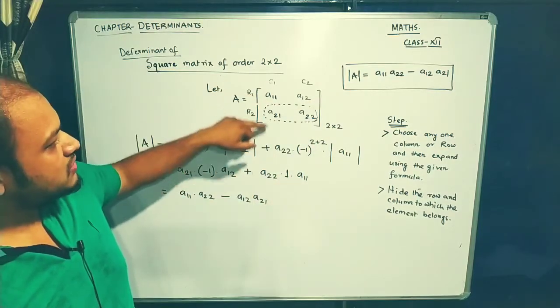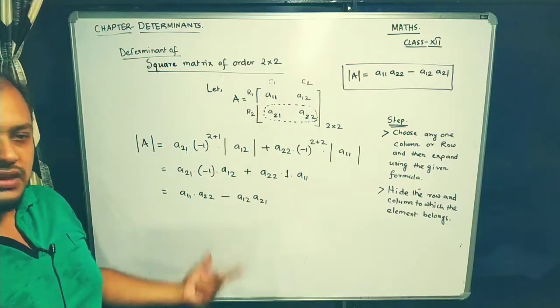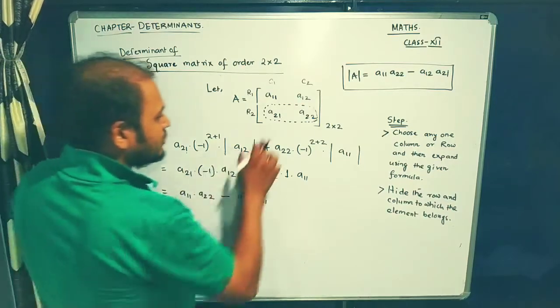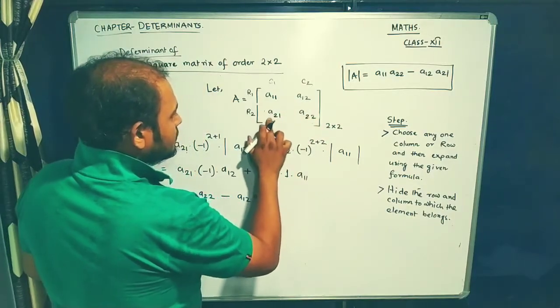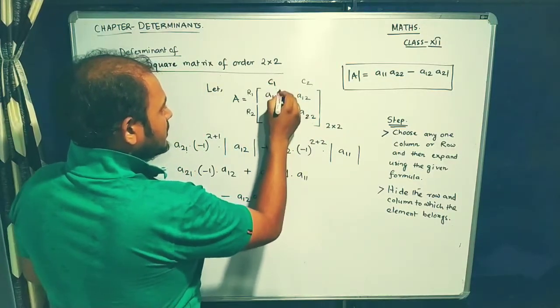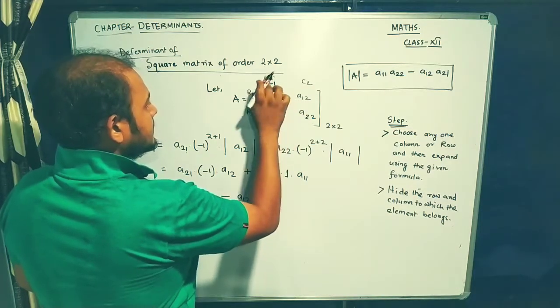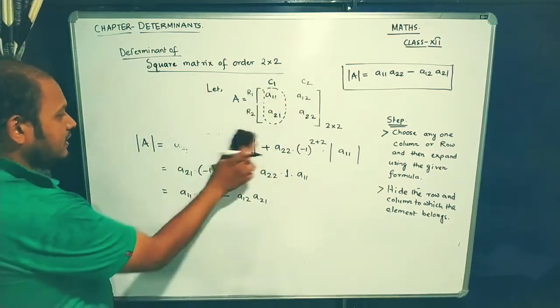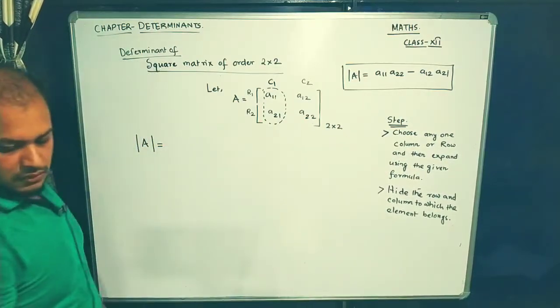Now if we choose the first column instead of row, we will still get the same determinants. Let's check it out. Let us select the first column. So this is column number 1. Okay, let's try out the first column and see if we get the same determinant.